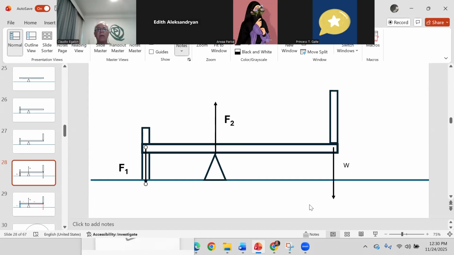Because this weight is applying a clockwise torque on this board. In order to cancel this clockwise torque, the torque that the boat is exerting on the board must counter the torque of the weight. Just by analyzing the situation, we know that this force here has to be downwards. Okay?